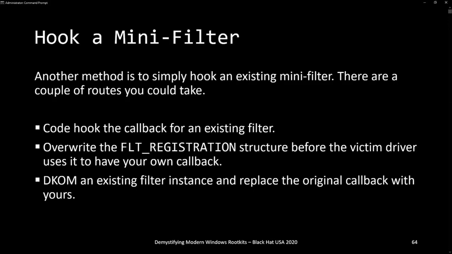So another method is to just simply hook an existing mini filter. And there's a couple of routes you can take. You can code hook an existing callback, or you can overwrite the FLT registration structure that is used in the call to FltRegisterFilter before that function is actually called. Or you can decommission an existing filter instance and replace the original callback with yours.